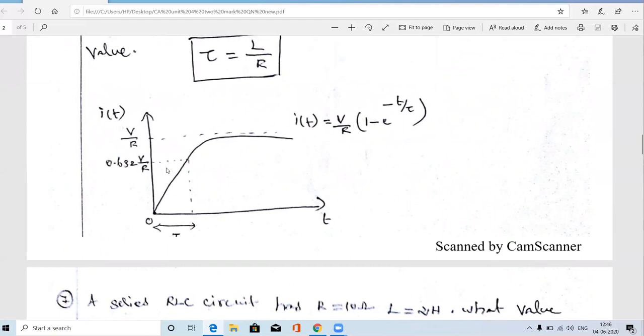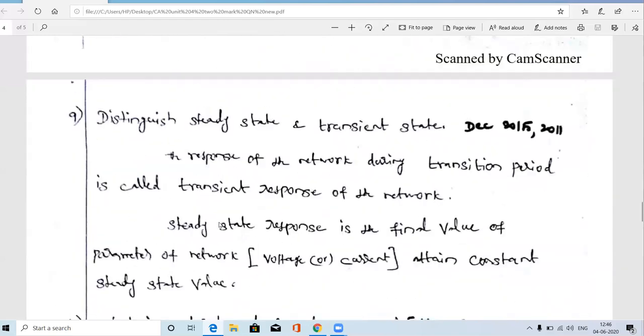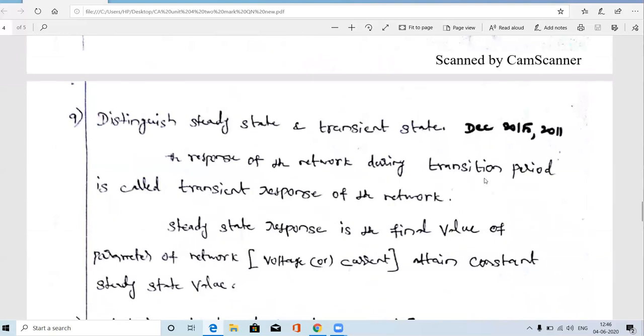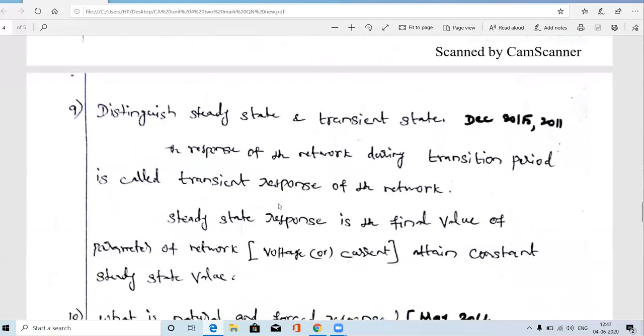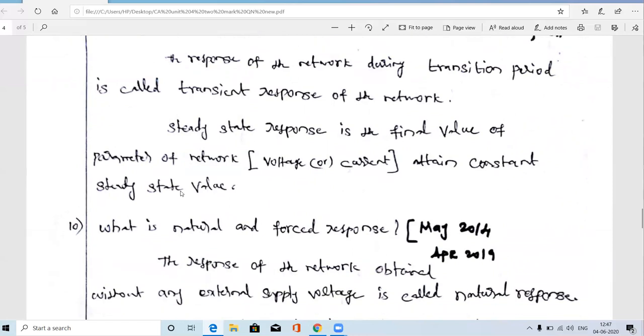Before that, from 0 to the particular value, the current is slowly increasing with respect to time. This response we call the transient response, that is the transiency. So the response of the network during the transition period is called the transient response. Steady state response is the final value of the particular parameter. When it attains the steady state value, it is called the steady state response.